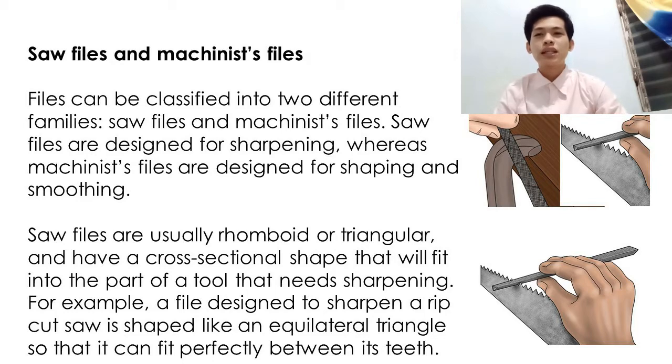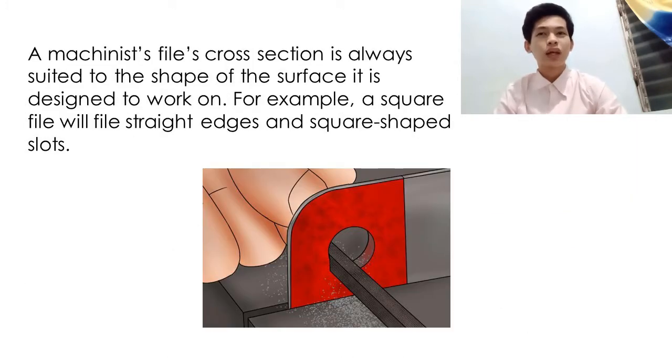Soft files are usually rhomboid or triangular and have a cross-sectional shape that will fit into a particular tool that needs sharpening. For example, a file designed to sharpen a rib cut saw is shaped like an equilateral triangle so that it can fit perfectly between its teeth. A machinist file's cross-section is always suited to the shape of the surface it is designed to work on. For example, a square file will file straight edges and square-shaped slots.